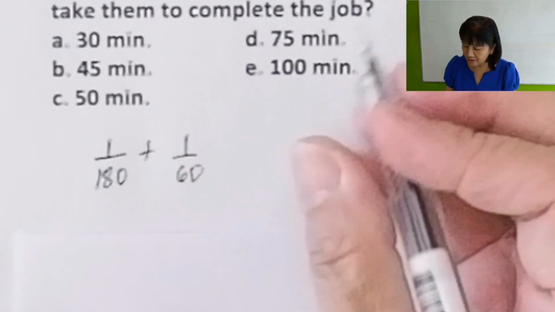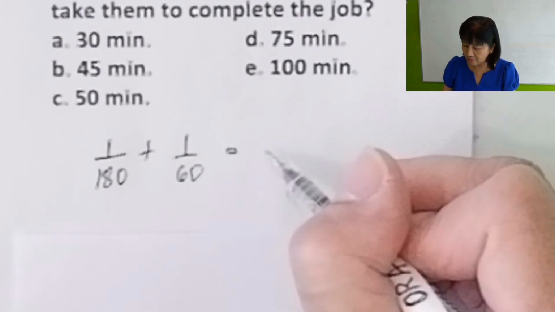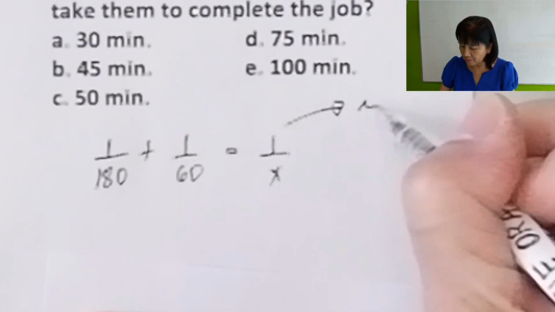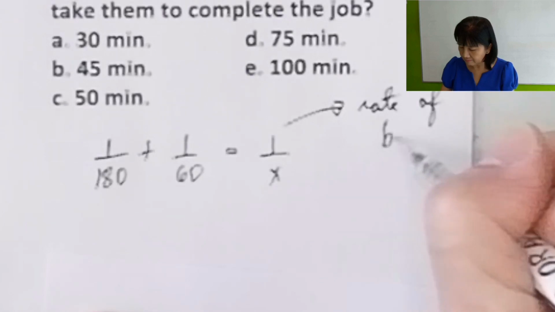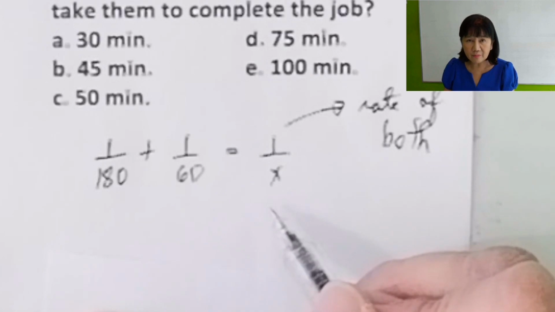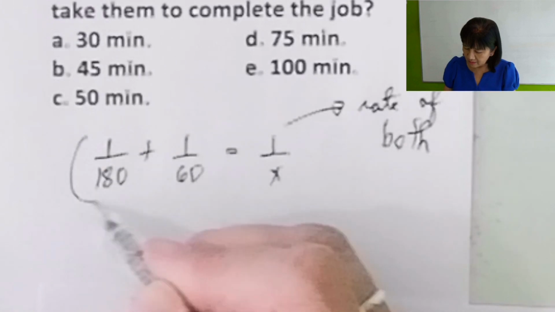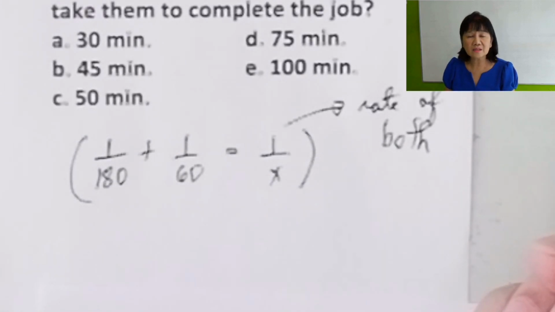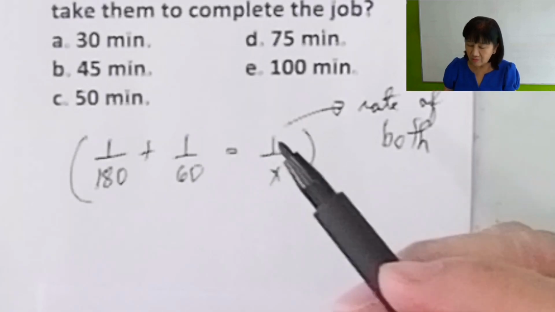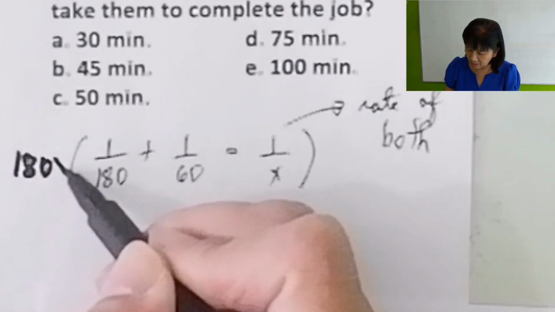If they work together, we let X be the time it will take them to work together, so the rate of both is 1 over X. This is now the rate of both. There, X is the time of both. 1 over X is now the rate of both. Okay, so if you have problems like this, it is easier if you remove the denominators. How? By multiplying the LCD to both sides or to all of the terms.